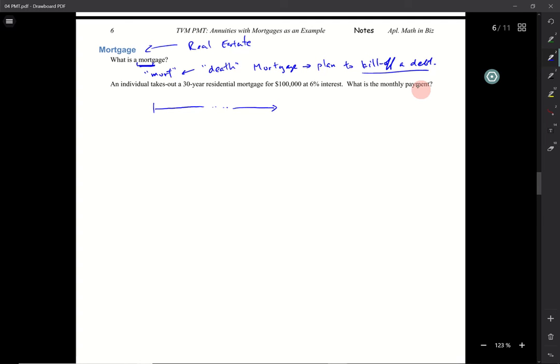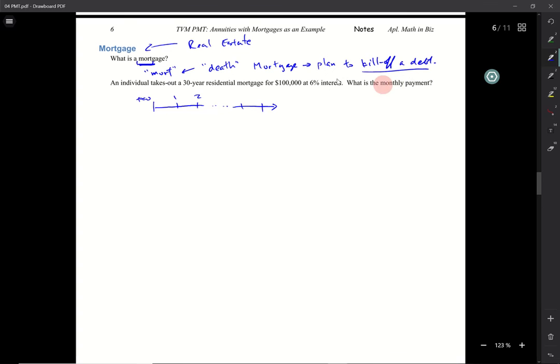So t equals 0, 1, 2, and then it's 30 years. Even though it doesn't say compounded monthly, it's a mortgage, and it's asking for the monthly payment, and mortgages are always compounded monthly anyway. So it doesn't really have to say compounded monthly, because it's a residential mortgage, and everybody knows that it's compounded monthly.